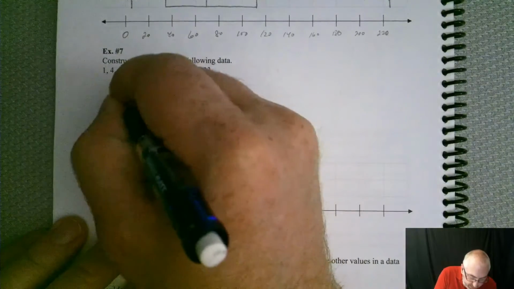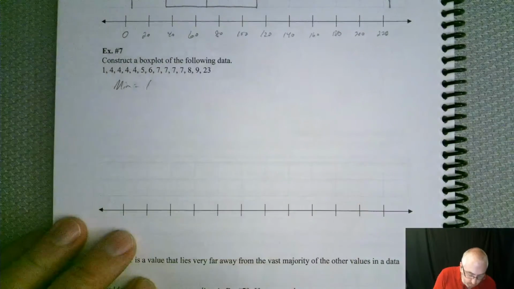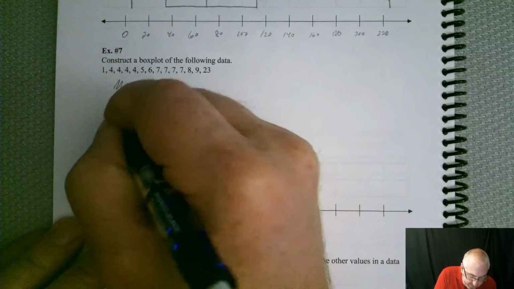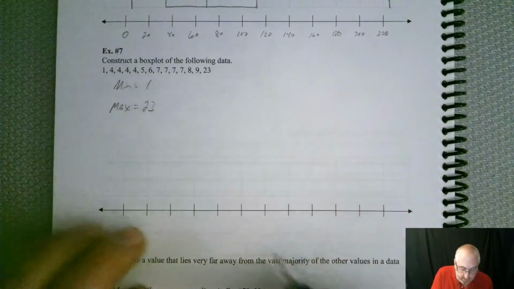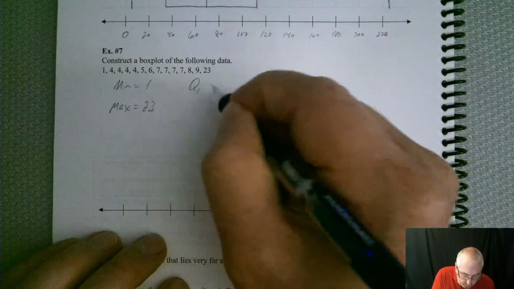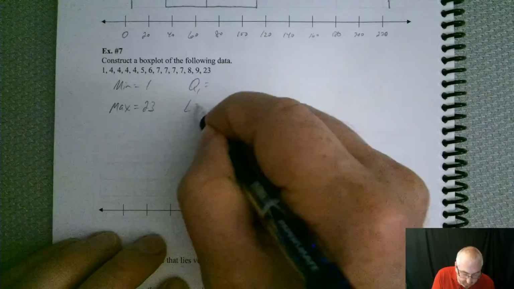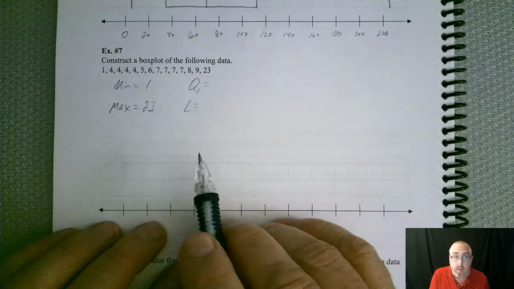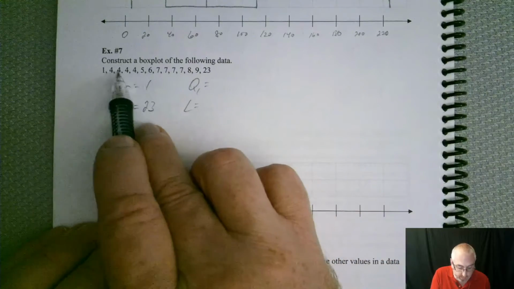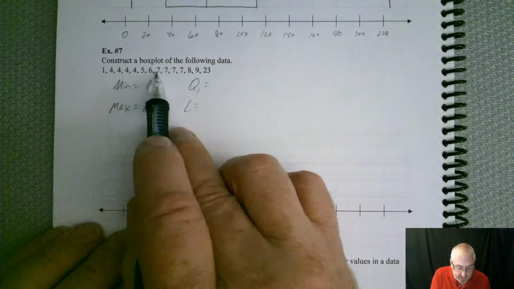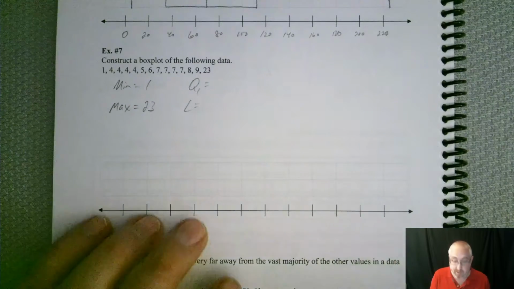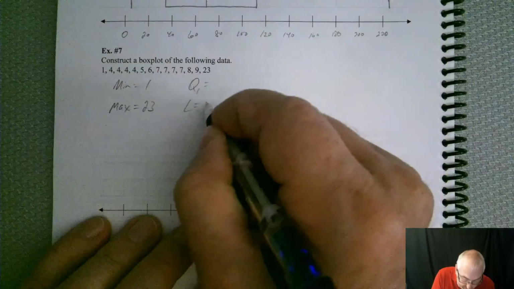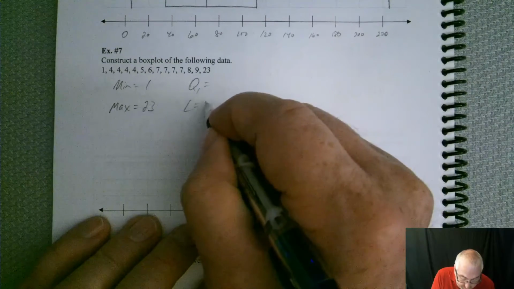So if we want our min, we can see that's 1. Our max, we can see is 23, and then we need our quartile. So Q1, so we need our L first of all. So how many values do we got? 1, 2, 3, 4, 5, 6, 7, 8, 9, 10, 11, 12, 13, 14. So there's 14 values in here.